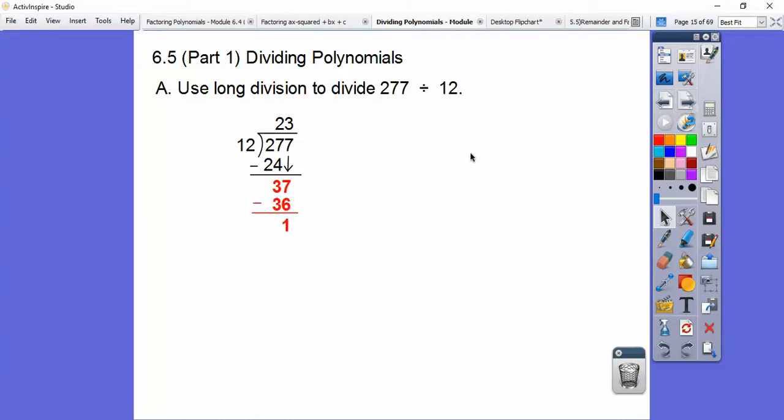Okay, so how do we write this number? There's a couple of ways, but in this lesson, we're going to write it as a mixed number. So we start at the top and then go clockwise. So 23 and 1/12. Do you remember doing that?